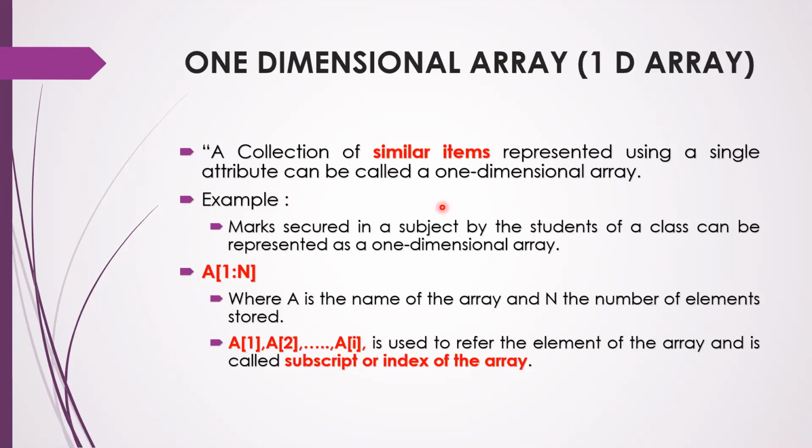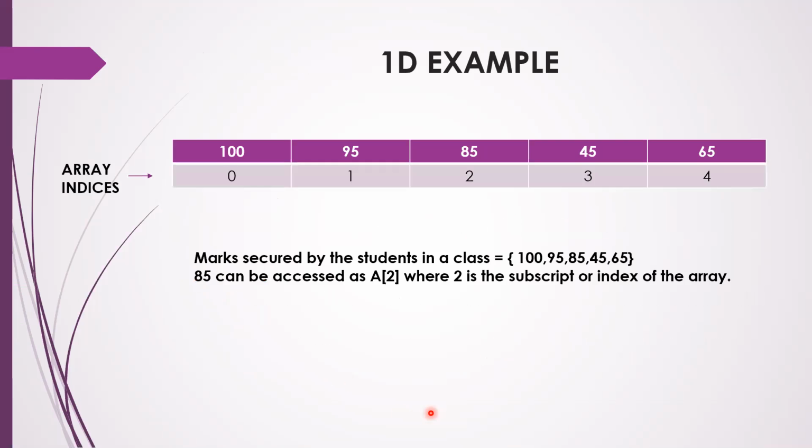For example, we can take marks secured in a subject by the students of a class. They are represented by a one dimensional array. So the array name is A, and in square brackets we have to give how many elements, 1 to n. Like a of 1, a of 2 up to a of I. This I is the index of the array, or a subscript of the array.